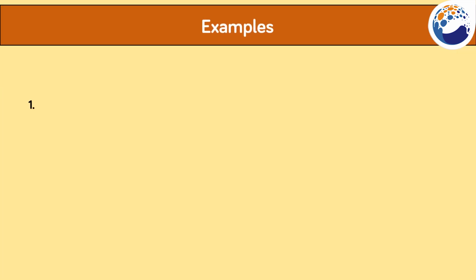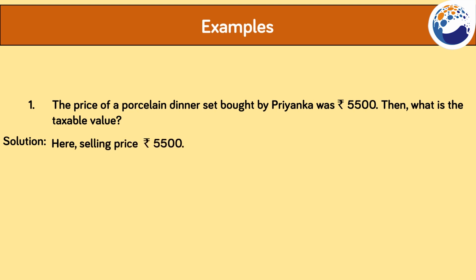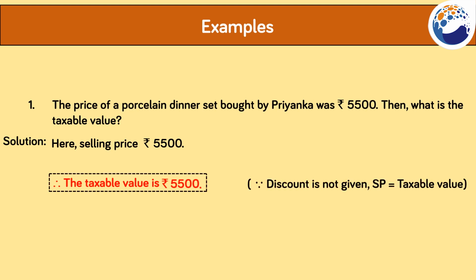Examples: 1. The price of a porcelain dinner set bought by Priyanka was rupees 5,500. Then what is the taxable value? Solution: here selling price is equal to rupees 5,500. Therefore taxable value is rupees 5,500. Since discount is not given, SP is equal to taxable value.